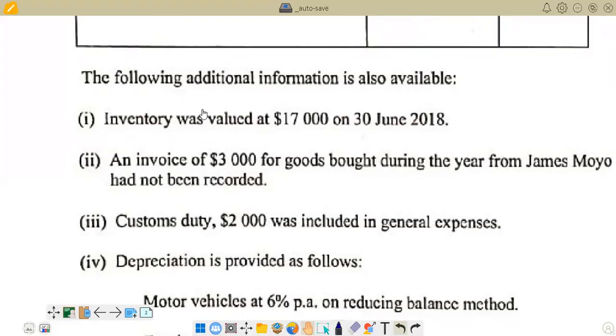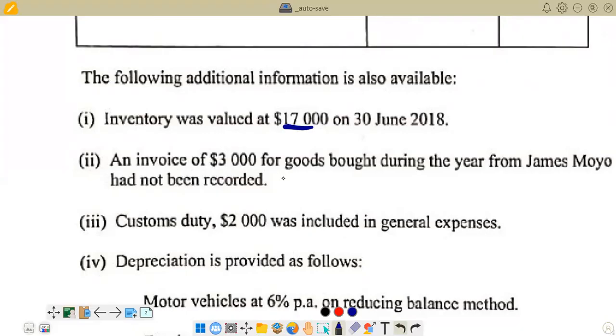So let's go through the adjustments that we have. The first one reads: closing inventory was valued at 17,000 on 30 June 2018. So what does it mean? This is our closing inventory. Remember, the opening inventory is given in the list of balances, and our closing will be given in the additional information. So 17,000 is going to be our closing. Remember, we are going to adjust for opening and closing inventory in the trading account.